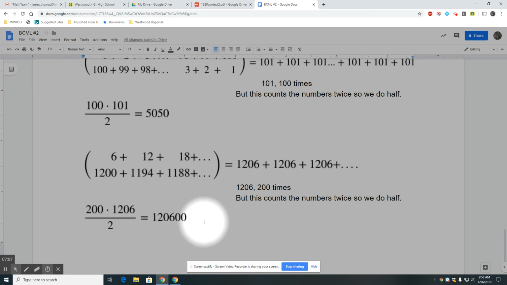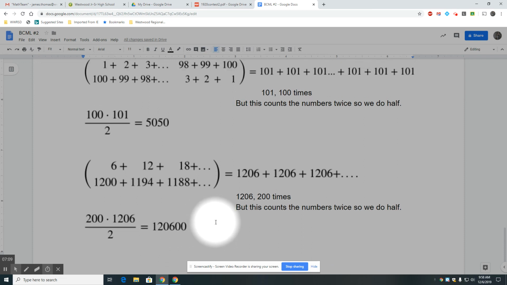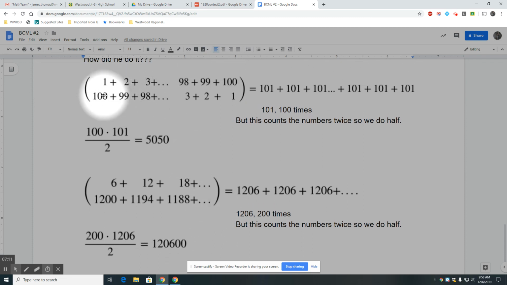Now, in general, the way that you do this is it's the first term plus the last term times the number of terms divided by 2. So that is the formal formula for it. But as long as you understand the process, then you're going to be in good shape.